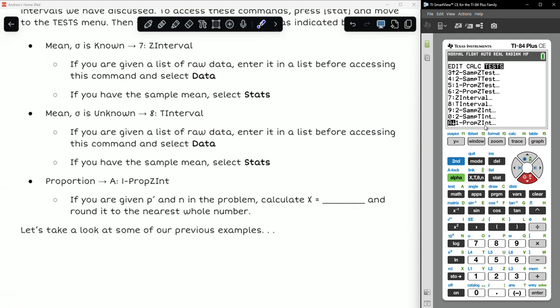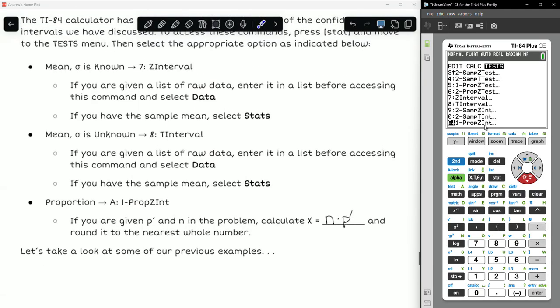For proportions, if you are given p prime and n in the problem instead of x and n, you need to calculate x. The calculator is going to ask you for x and n. And remember from a previous video, we know x is n times p prime. And you have to round that to the nearest whole number because your calculator is expecting a whole number for the number of successes. Because I shouldn't have fractions of a person. That's not a good thing.